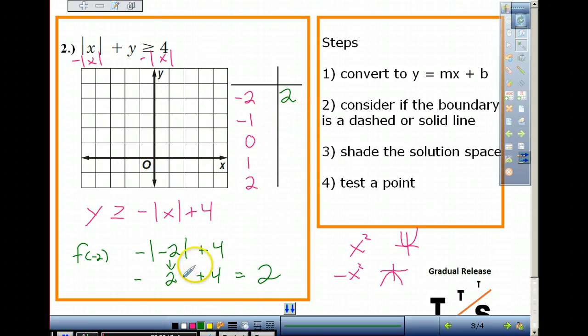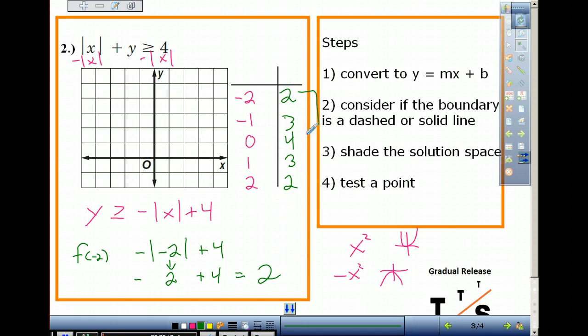Negative 1? 3? Good. About 0? Yeah, plug in 0, it's usually a little bit easier. Absolute value of 0, 0, plus 4 is 4. Alright, what comes next? 1, 3, good. What comes next? 2, good.